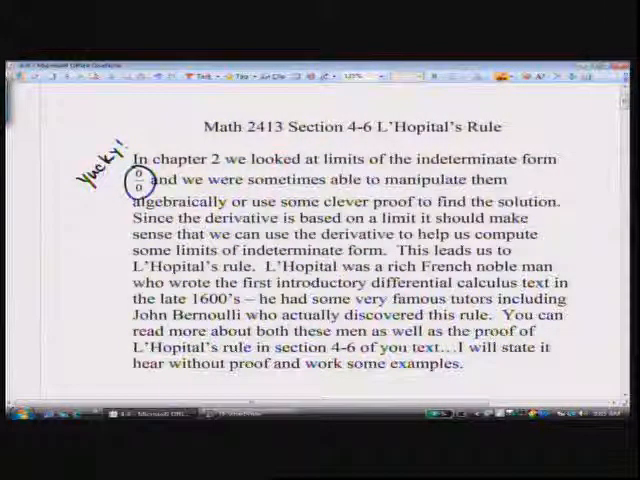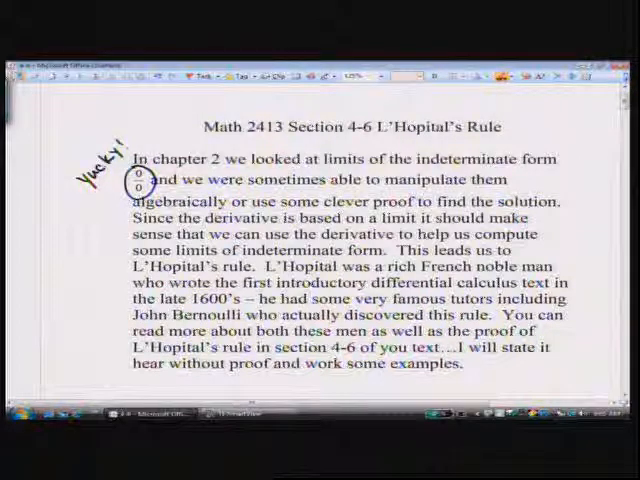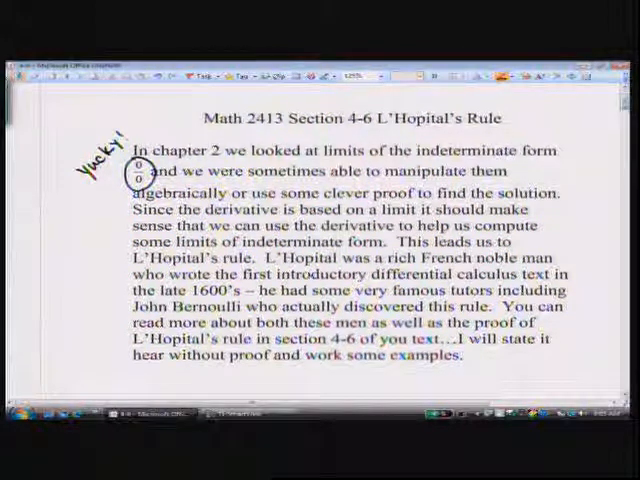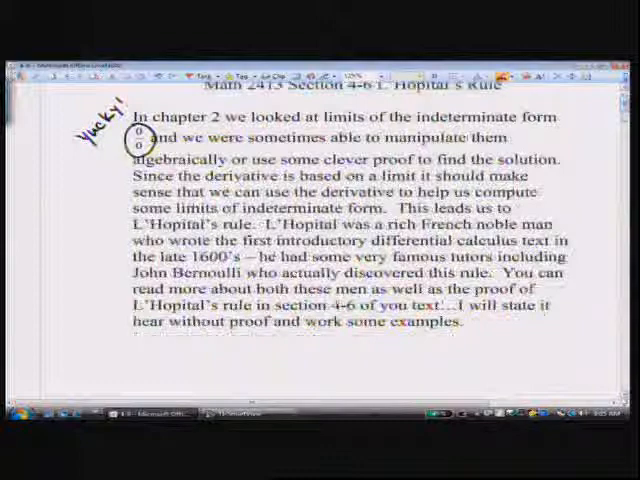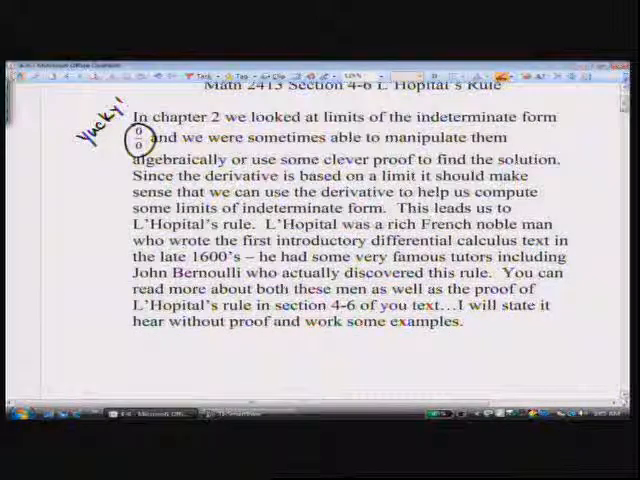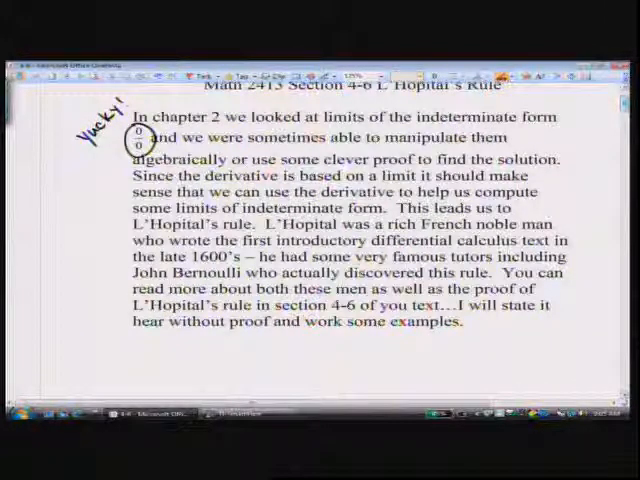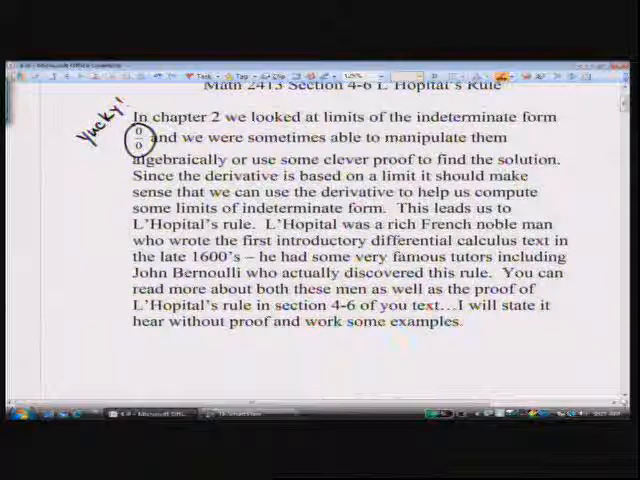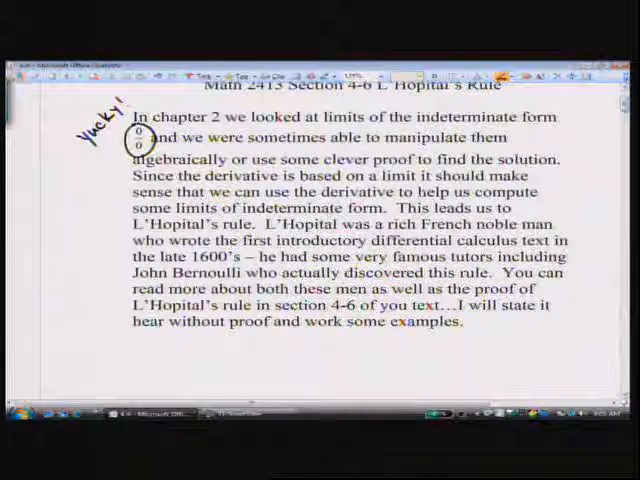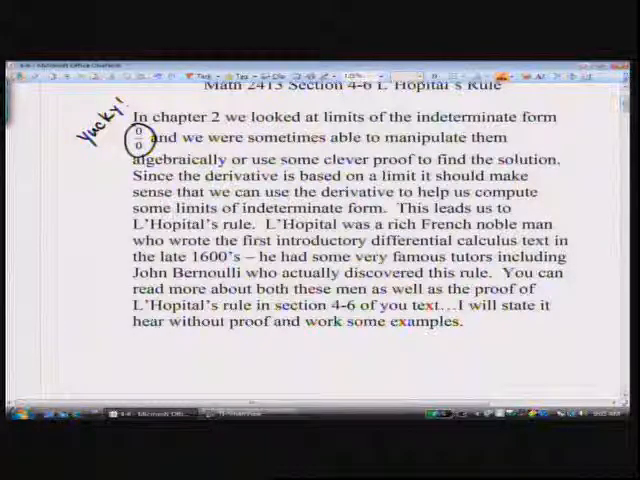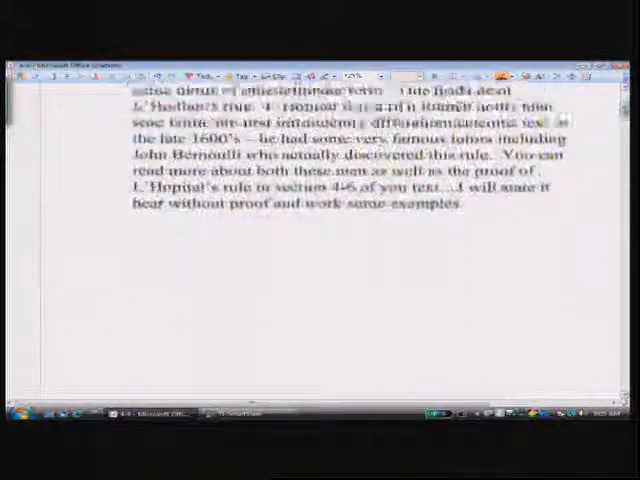So we are going to use the derivative to help us compute some limits of indeterminate form, and it leads us to L'Hôpital's rule. He was a French nobleman who wrote the first introductory differential calculus text in the late 1600s, and he had some very famous tutors, including John Bernoulli, who actually discovered this rule. You can read more about both these men, as well as the proof of the rule, in section 4.6 of your text. I will state it here without proof and work some examples.